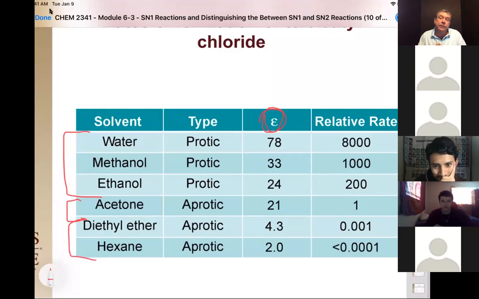And dielectric constant is basically a measure of how polar a compound is, okay? So the higher the polarity, the higher the number. So if we look at our water, ethanol, and methanol here, we all have dielectric constants above 20, okay? Now, let's look at the relative rates.